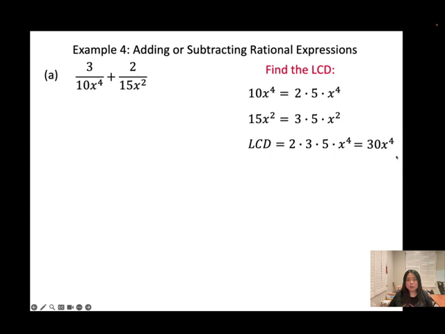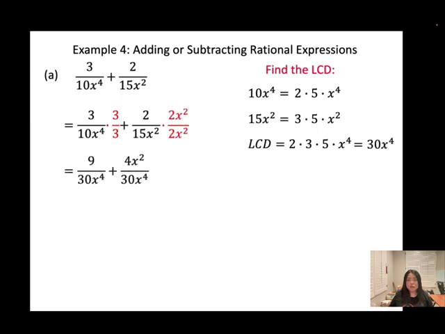Okay, now think about it. What do you need to multiply to get 30x to the power of 4? You're going to times 3, right? So when you times 3 on the numerator, you're going to times 3 to the denominator to make it like the LCD. So this guy, 15x squared, you need to times 2x squared. Okay, right? So when they have the same denominator, you could add up the numerators. But since these are not like terms, you can't combine them. So this is going to be your final answer.